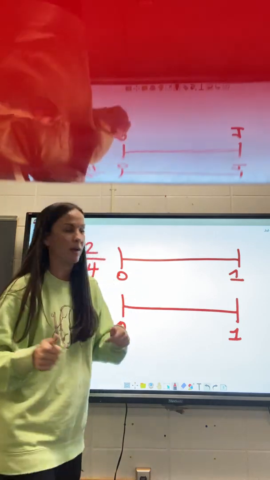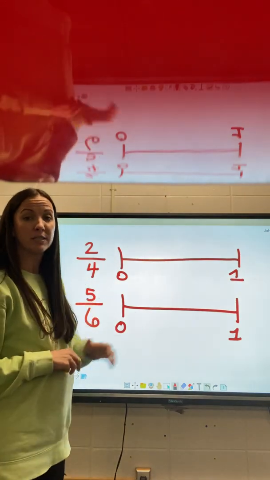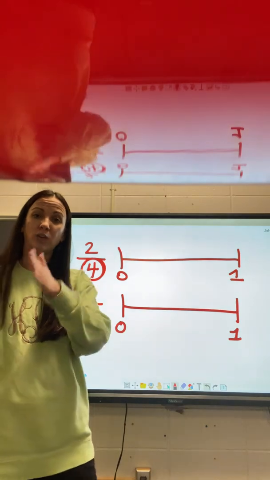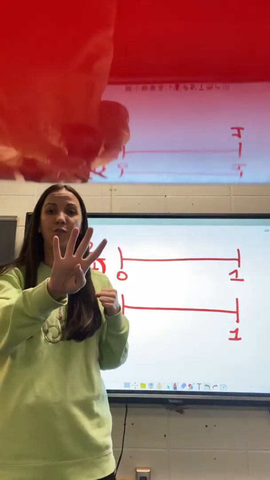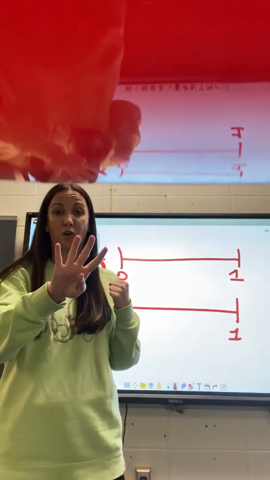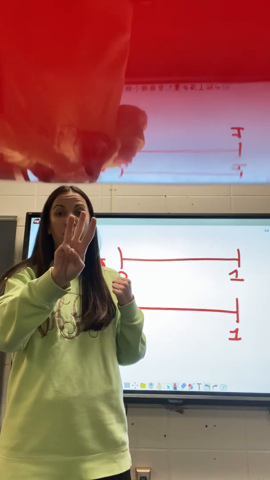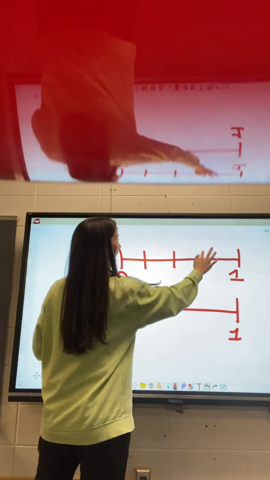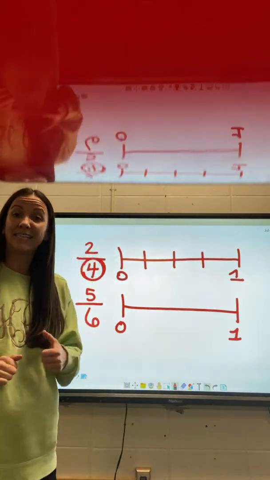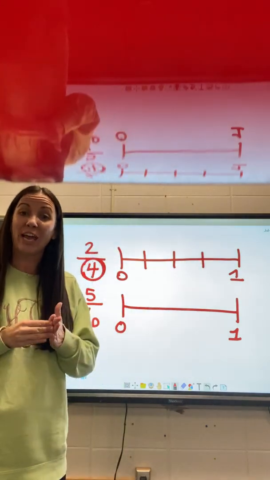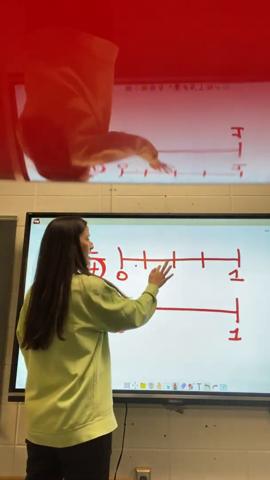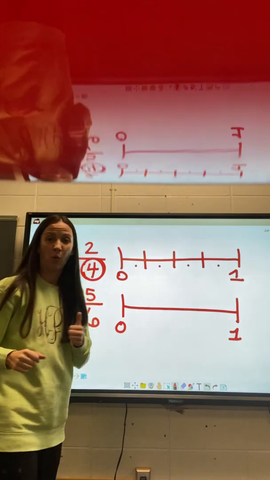All right, you're back. Let's put 2/4 on this number line. Look at the 4. The 4 tells you that you need 4 parts. So if I need 4 parts, how many lines am I going to draw? 3 lines. That's right. So let's go ahead and draw 3 lines. Let's see, do I have 4 equal portions, 4 equal shares? 1, 2, 3, 4. I do.